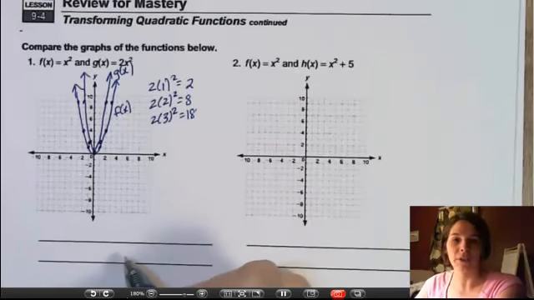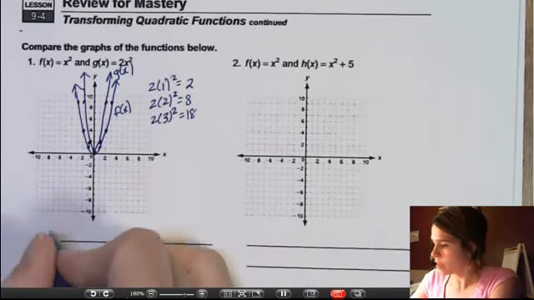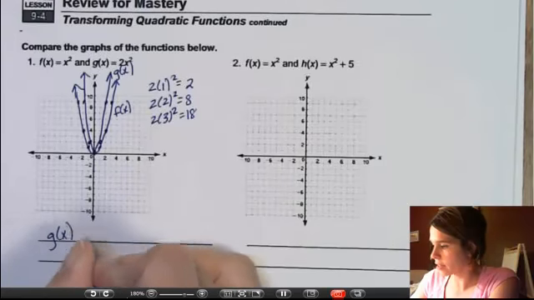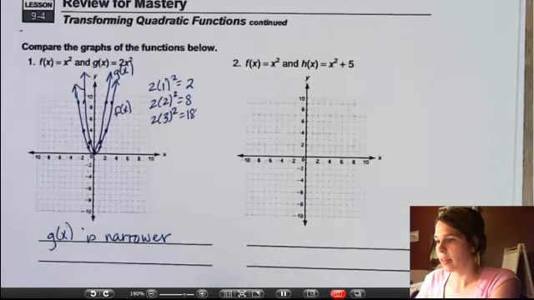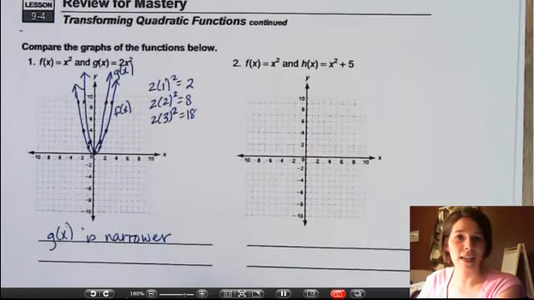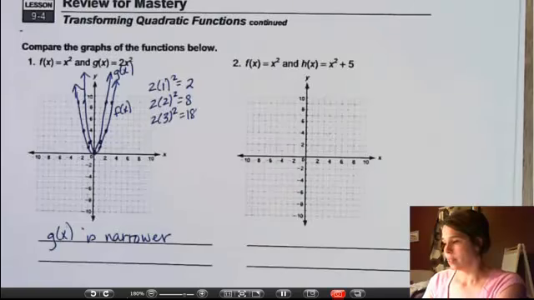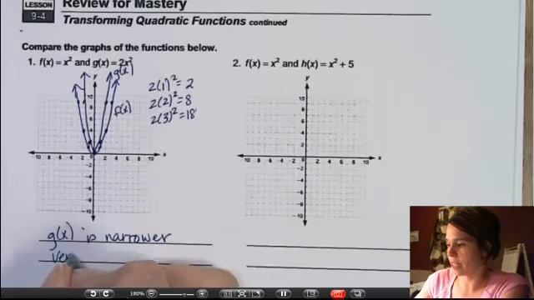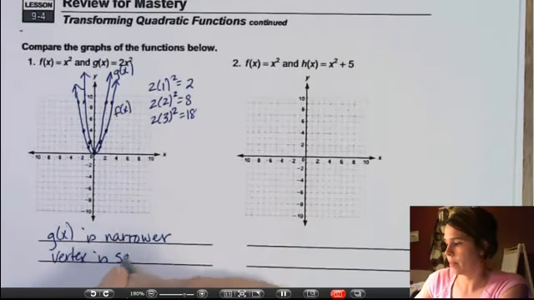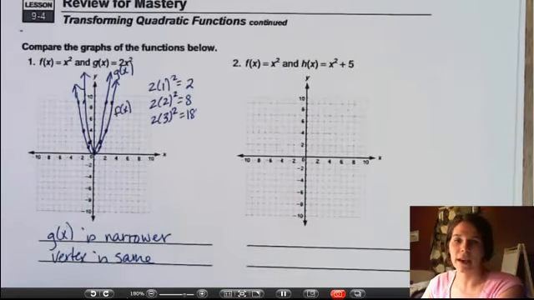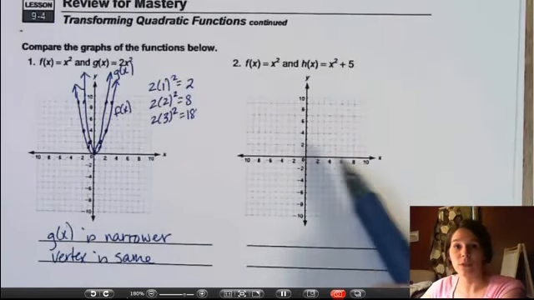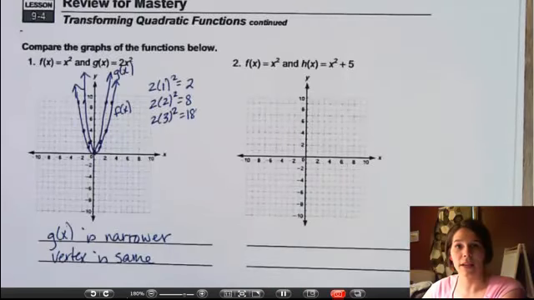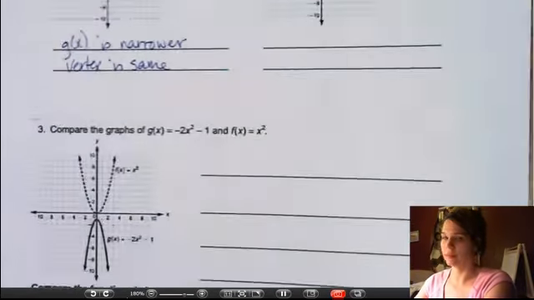And now down below, I'm going to compare them. So I'm going to say g of x is narrower. Okay, the axis of symmetry is same, the vertex is same. Gosh, everything about it is the same. All I've done is narrow it. So I'm just going to put in there the vertex is the same. Because if the vertex is the same, then the axis of symmetry must also be the same. Okay, so I'm going to let you guys do number 2. Pause it if you want to and complete that right now. We're going to move on.